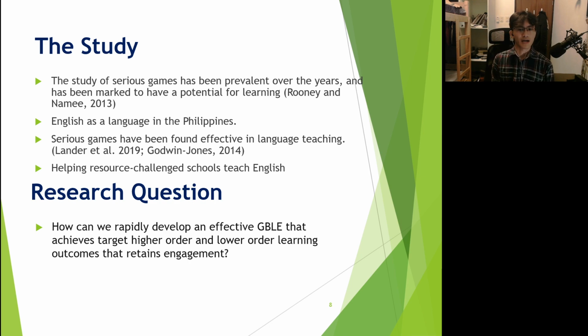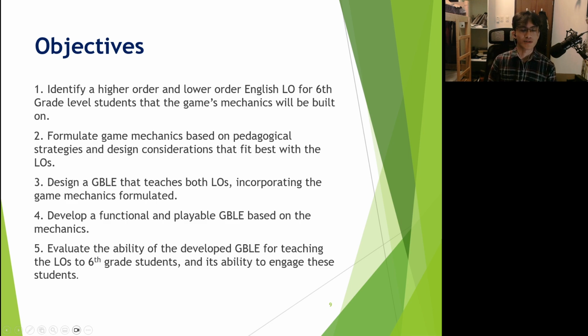The research question being, how can we rapidly develop an effective GBLE that achieves target higher order and lower order learning outcomes and retains engagement. Our objectives were to identify the higher and lower order outcomes for the grade 6 students, formulate the game mechanics based on our chosen pedagogical strategies and design considerations, design the GBLE that can teach the learning outcomes using the mechanics, make sure it is functional and playable, and finally, to evaluate its performance in teaching and engaging our target students.